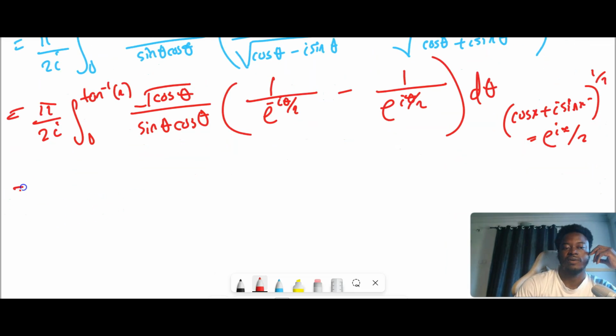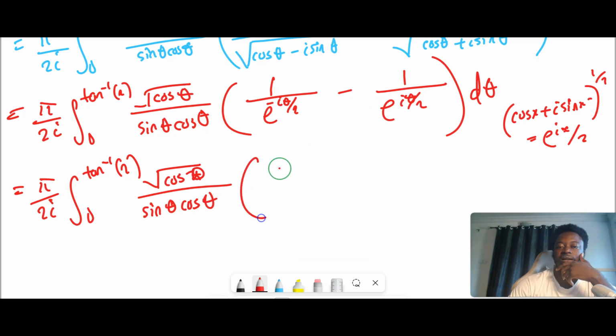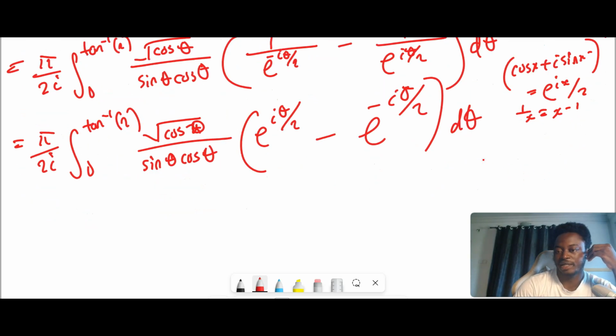So you would have pi over 2i times the integral from 0 to tan inverse of 2. You have the square root of cosine theta divided by sine theta cosine theta. Here you actually have e to the i theta over 2 minus e to the negative i theta over 2, because you know that 1 over x is x to the negative 1 power. So the d theta. Now we are going to recall the definition of sine in terms of Euler's formula.